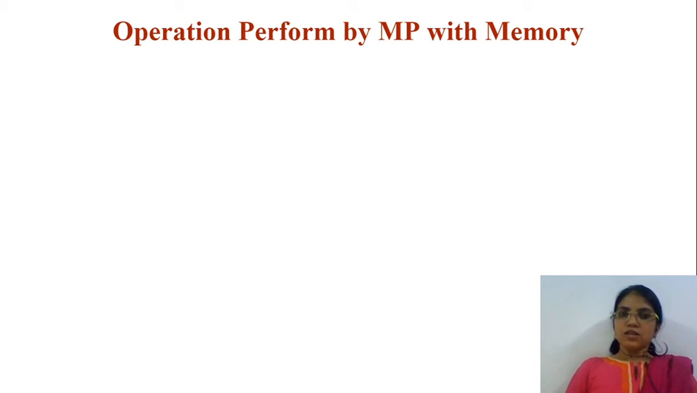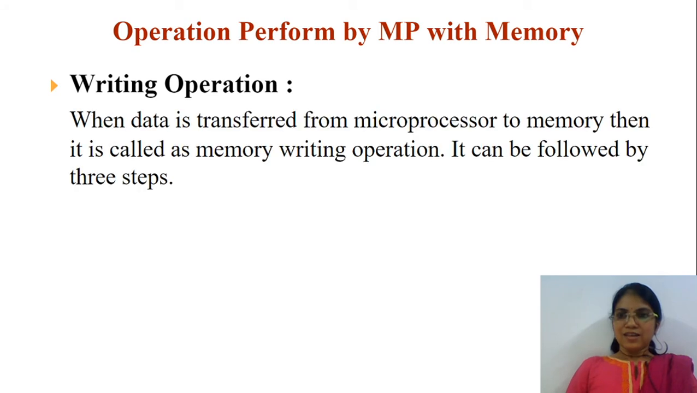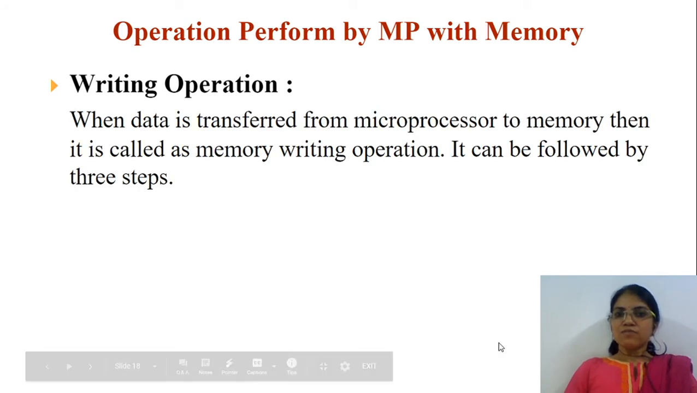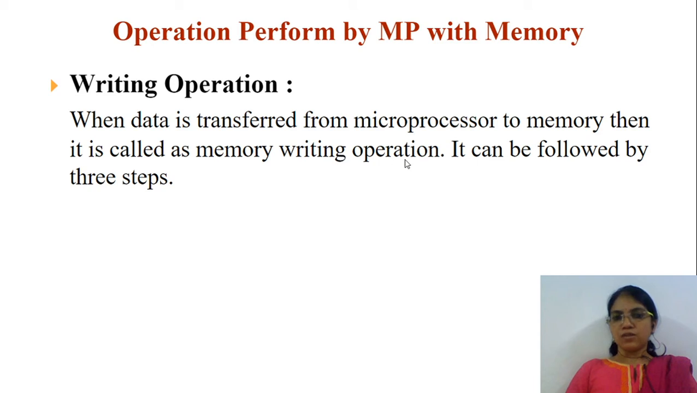Now we study which types of operations are performed by the microprocessor with the memory. So the first operation is the writing operation. Let us know what is meant by writing operation. Writing operation means when data is transferred from the microprocessor to memory, then it is called the memory writing operation. It means the data is already available with the microprocessor, and if that data is transferred to the memory, then it is called the memory writing operation.